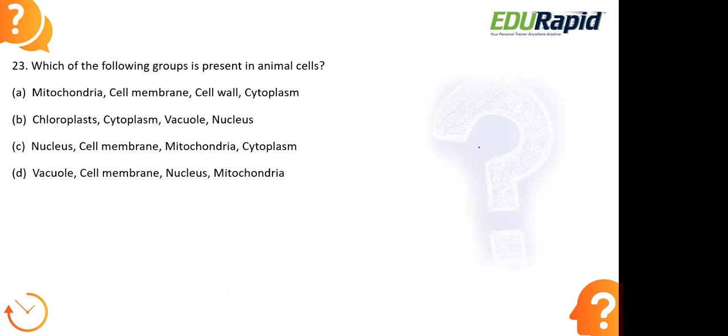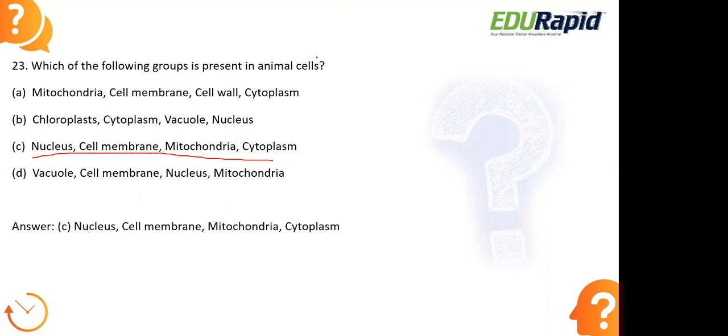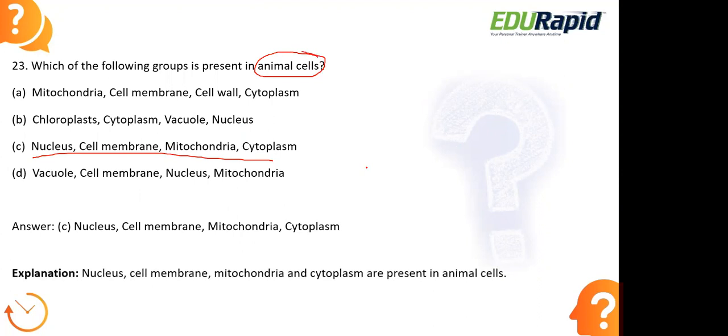Okay, let us look at the right answer. The right answer is option C. So here they have given us about animal cell, right? In the animal cell, there is a presence of nucleus, cell membrane, mitochondria, as well as cytoplasm. All of these parts are present in case of animal cells.